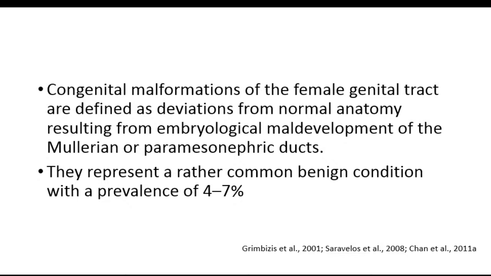Congenital malformations of the female genital organs are defined as deviation from normal anatomy resulting from abnormal embryological development, mainly of the Mullerian and paramesonephric Wolffian ducts, if you remember histology and embryology. They represent a rather common benign condition with a prevalence of up to 7%.